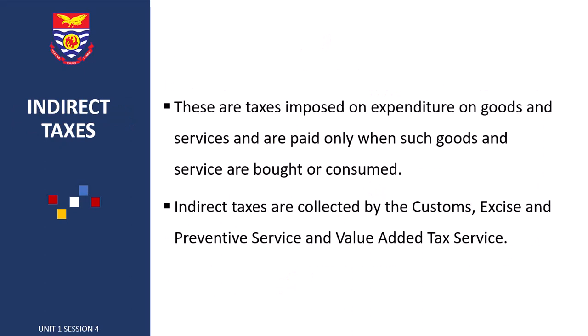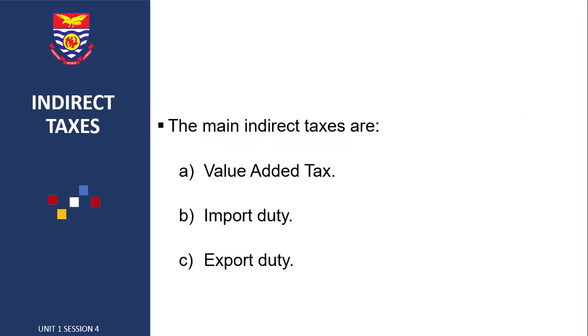Now let us look at indirect taxes. Indirect taxes are taxes imposed on expenditure on goods and services and are paid only when such goods and services are bought or consumed. So until you buy or render such services or goods, you are not going to pay tax. So indirect taxes are collected by customs, excise and preventive service, and value added tax service.